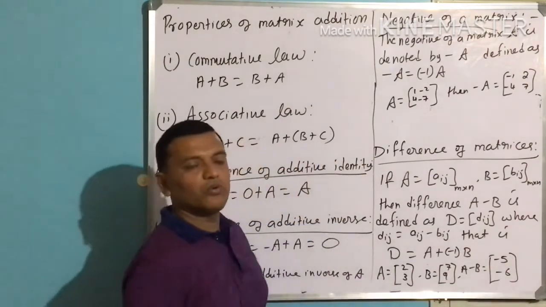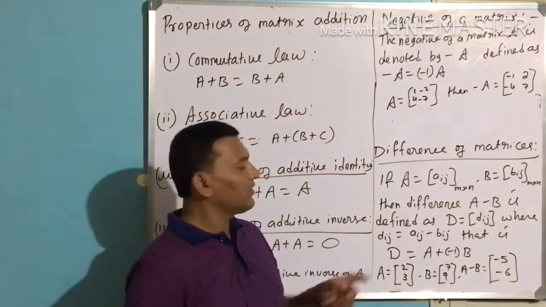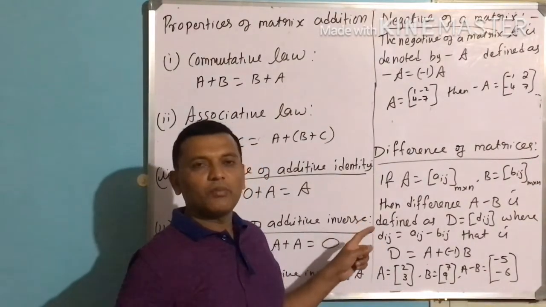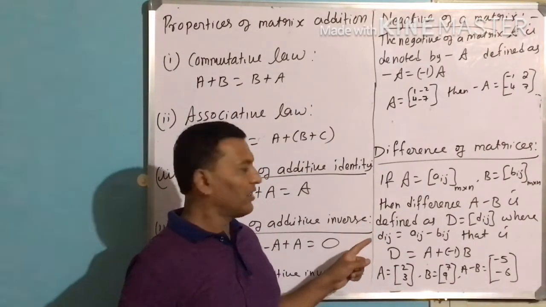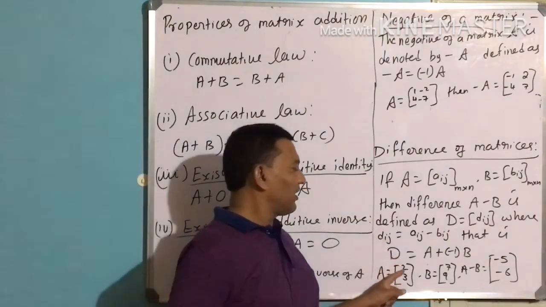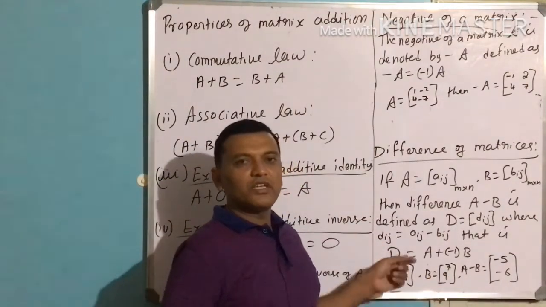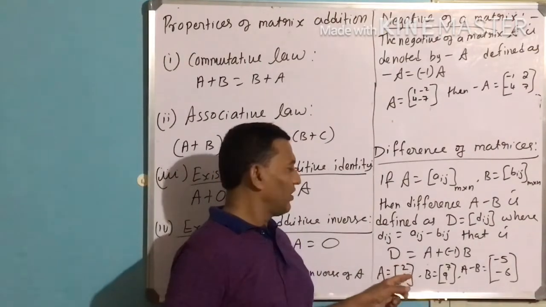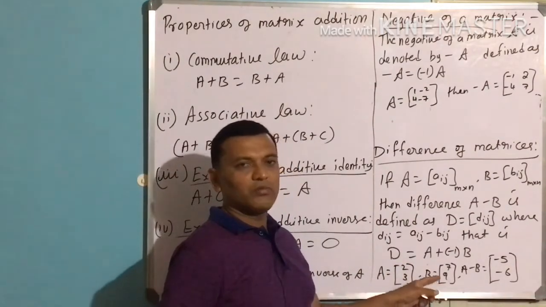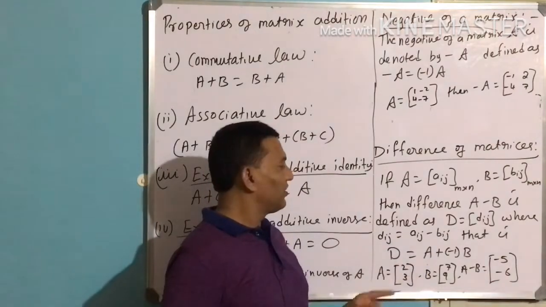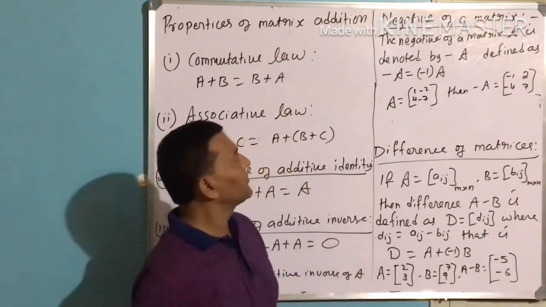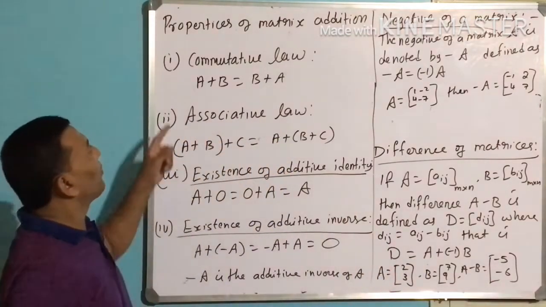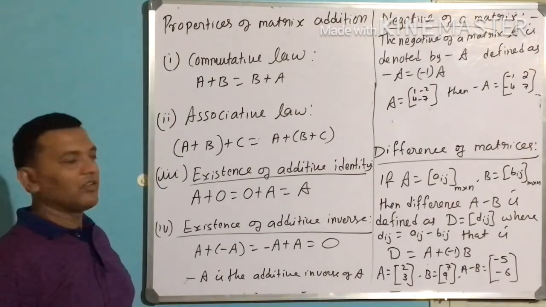That is, first, to take the difference of two matrices, both the matrices should be of the same order. Next, we subtract the corresponding elements. Just like in addition, we add the corresponding elements of matrices of the same order, here we subtract the corresponding elements of matrices of the same order. This is about the difference of matrices. Now we shall come to properties of matrix addition.